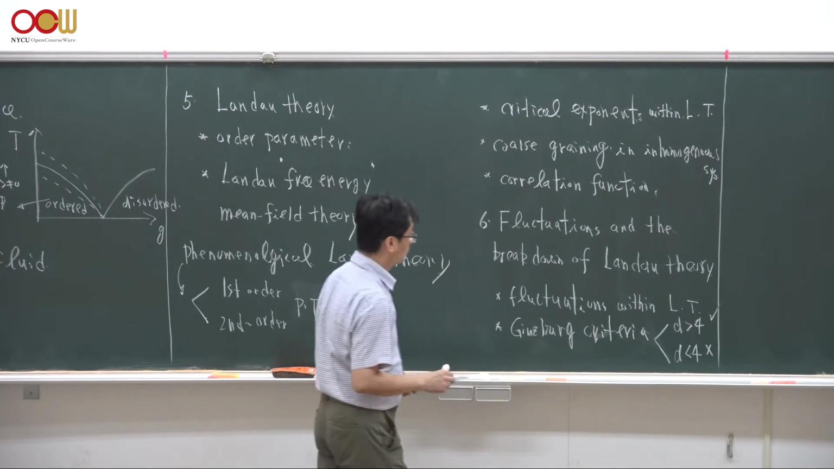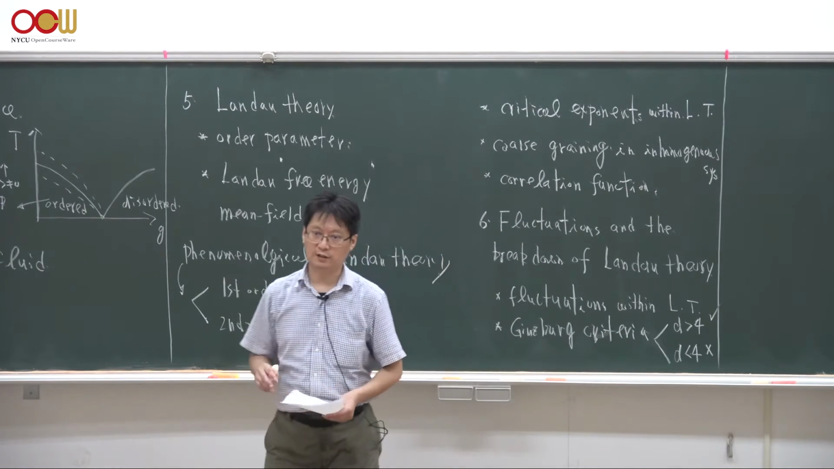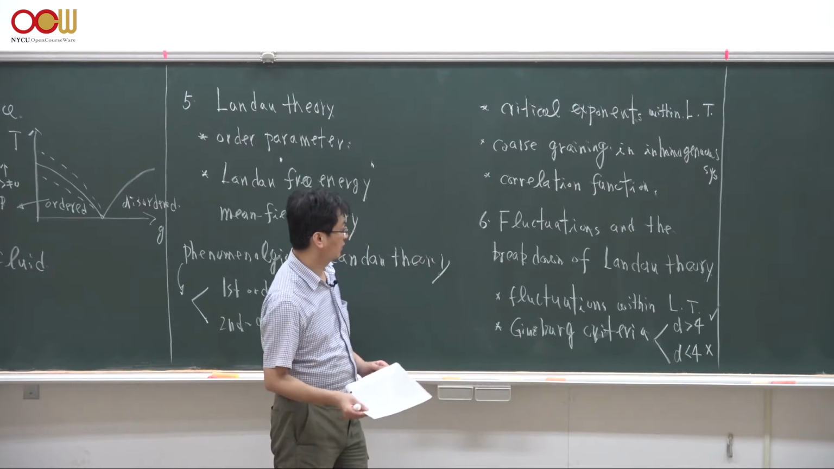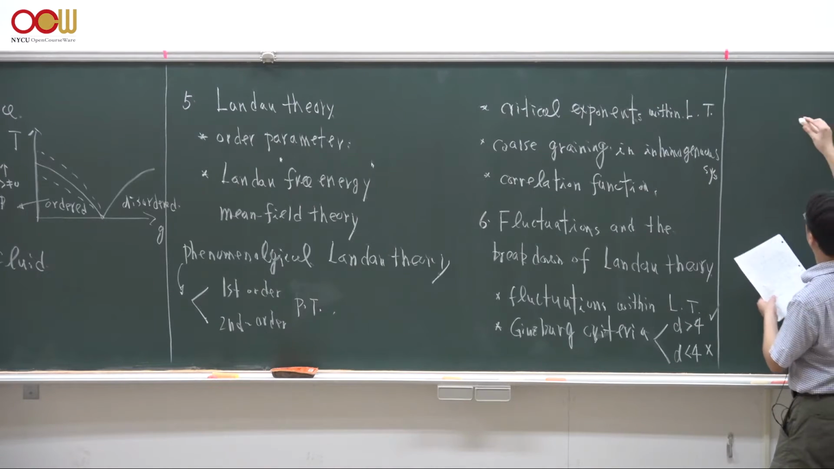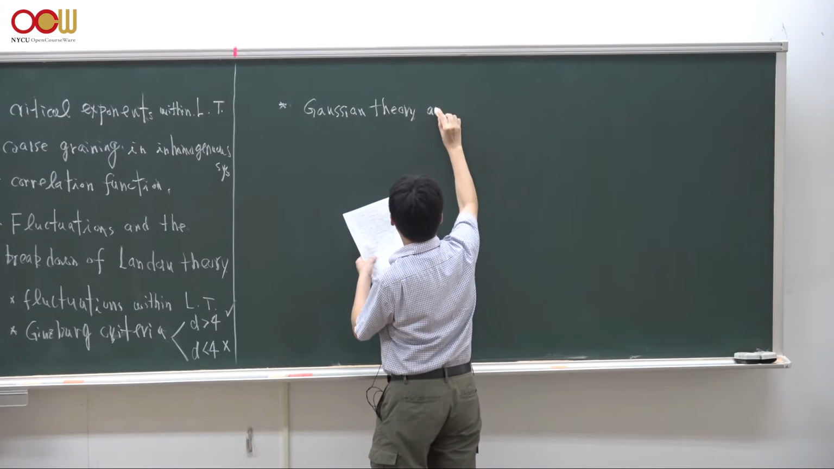So in this case, when d is larger than 4, the mean field theory is actually exact. Landau's field theory is good. But for d less than 4, say a low-dimensional system, the fluctuation is going to kill Landau's mean field theory. And we will talk about that. And we will introduce this Gaussian theory and critical exponents.